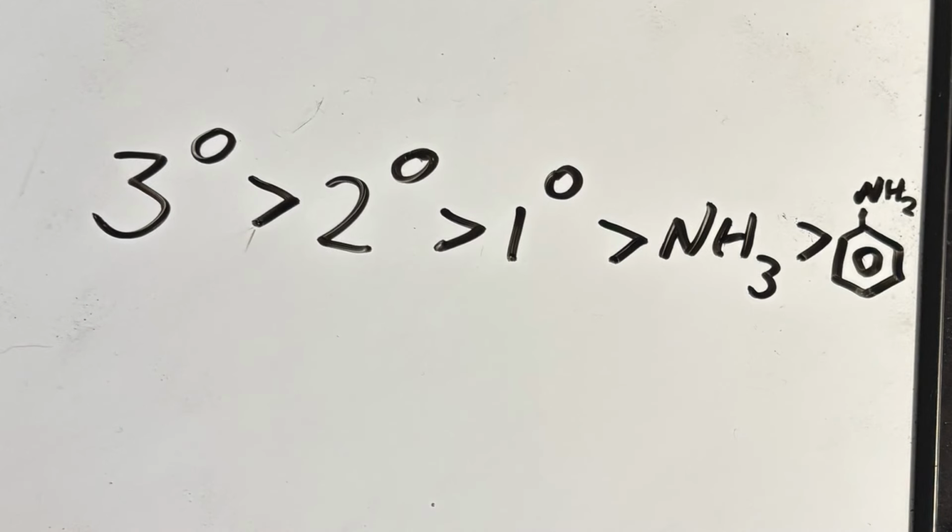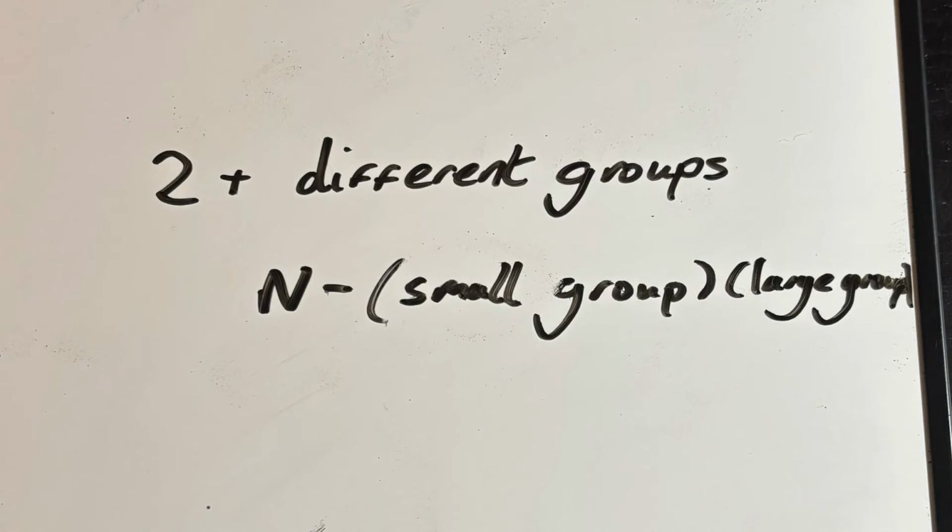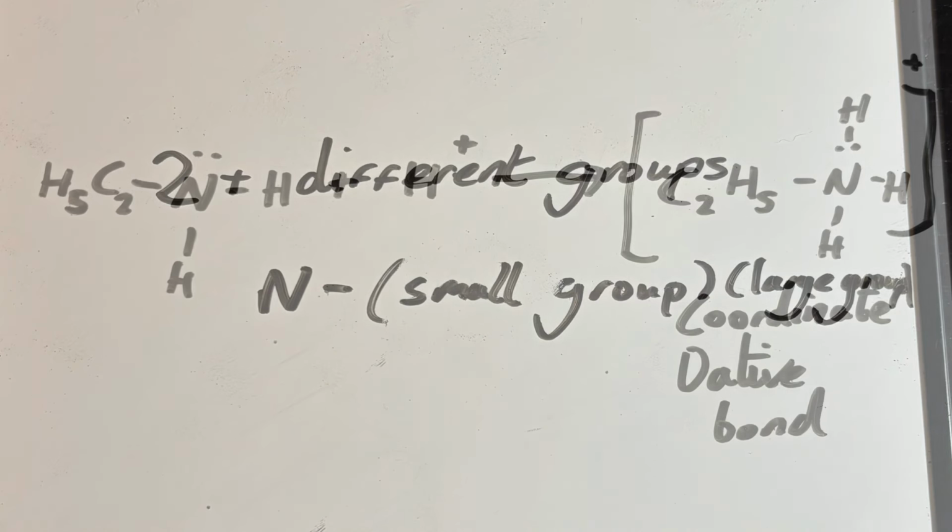Now, in terms of basicity, this is what it looks like. Tertiary is more basic than secondary, secondary more than primary. Primary is more basic than just ammonia, and ammonia is more basic than aminobenzene. If you have two or more different groups, you use the letter N in front of the smallest group and then the next smallest group.